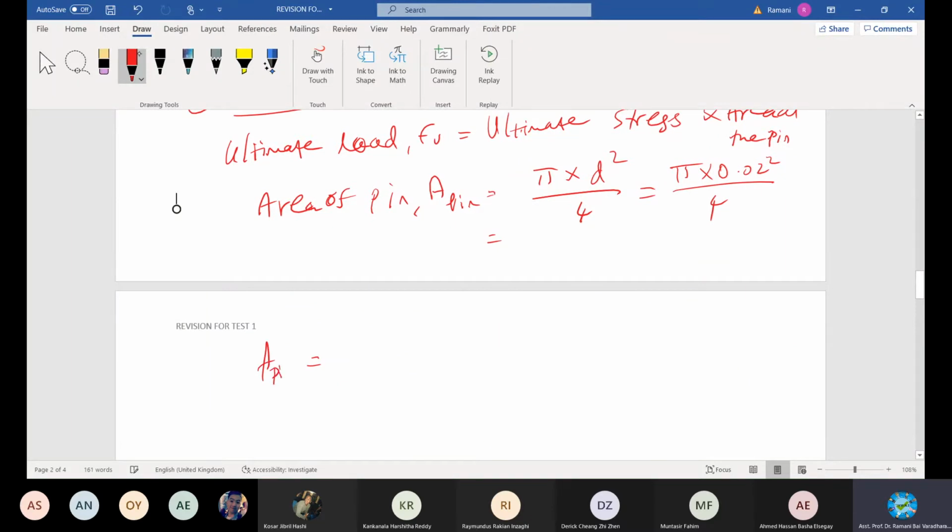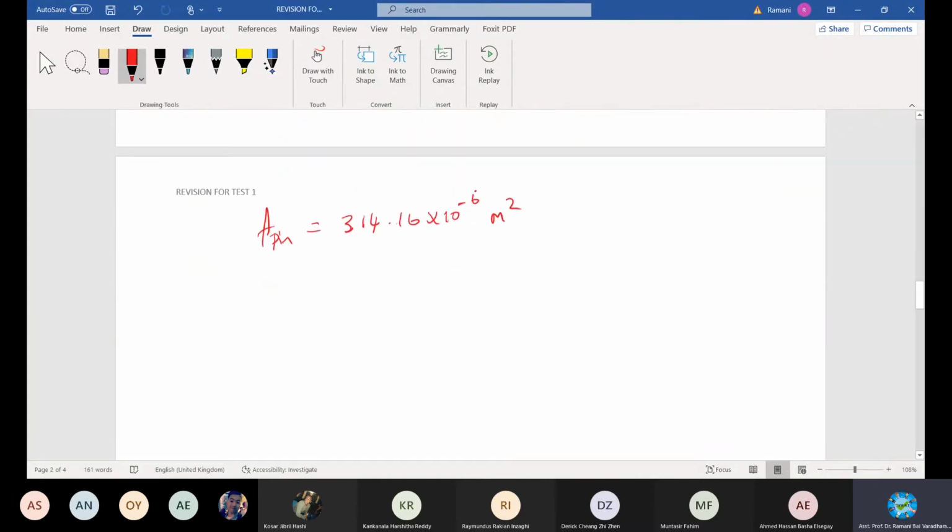Area of the pin is equal to, anybody? 3.14 times 10 to the power of minus 4. Wrong answer. Negative 6. Be more careful. I will ask you to enter the answer only. If you give a wrong answer, I'm sorry, you lose the whole mark. Be careful. Work out and check, and then submit the answer.